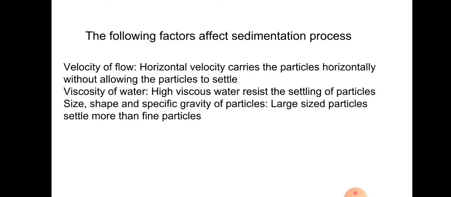So there are various factors which affect the process of sedimentation, of which the 3 important factors are the velocity of flow, the viscosity of water, and also the size, shape, and the specific gravity of the particles. So velocity of flow means the velocity with which the water will flow into the tank. So that is the horizontal velocity. So we know that it is the horizontal velocity that carries the particles horizontally, and the settling of the particles will mainly depend upon the velocity of flow.